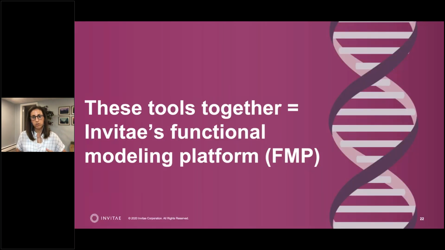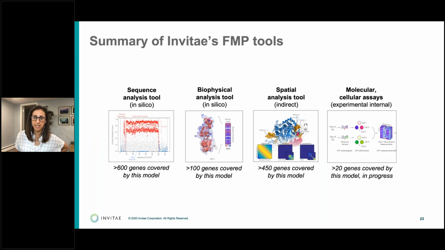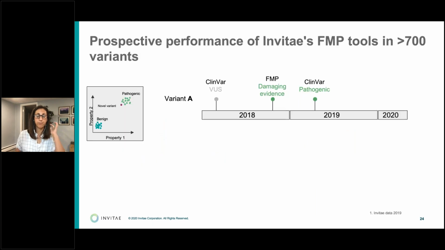So all of these tools I just described collectively form our functional modeling platform, or FMP for short. These tools allow us to test hypotheses about the impact of a missense variant on protein structure and function, and provide additional pieces of evidence to our variant interpretation that were previously unavailable before we developed these tools. And we currently have over 1,000 tools developed and validated.